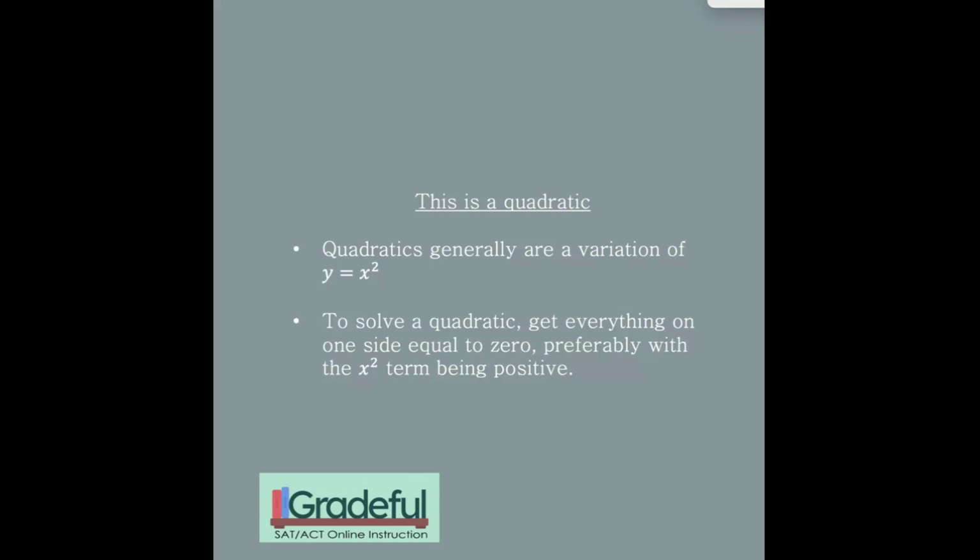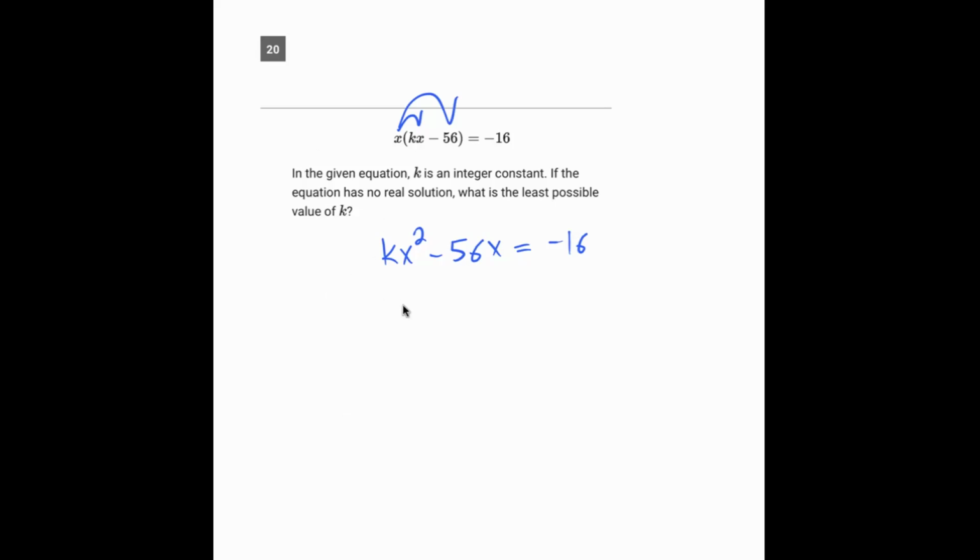Going over to question 20, here we have an expression that looks like it could be difficult, but let's just start by distributing. That'll give us kx squared minus 56x is equal to negative 16. Now you want to say to yourself, this is a quadratic. Because if you have a quadratic situation, you want to have the instinct to get everything on one side equal to 0, preferably with the x squared term being kept positive. So for us, that just means adding 16 to both sides.